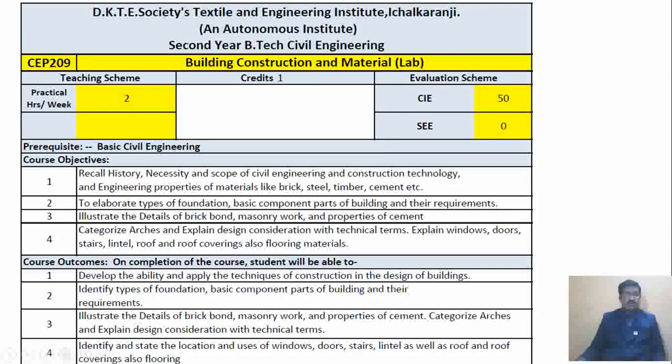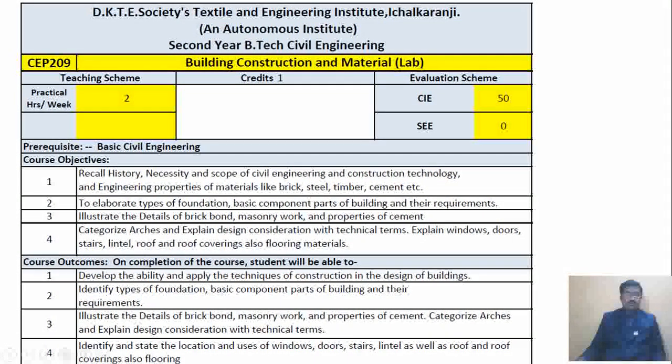We have to recall the history, necessity, and scope of civil engineering and construction technology, and the engineering properties of materials like brick, steel, timber, cement, etc. We have to elaborate the types of foundation, basic component parts of the building and their requirements, illustrate the details of brick bond, masonry work, and properties of cement, categorize the arches and explain the design considerations in technical terms, and explain windows, doors, stairs, lintel, roof coverings, and also flooring materials. So maximum of the course objectives in the laboratory work are associated with drawing and practical work.